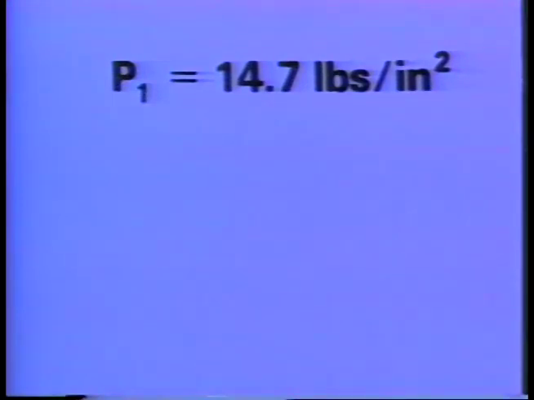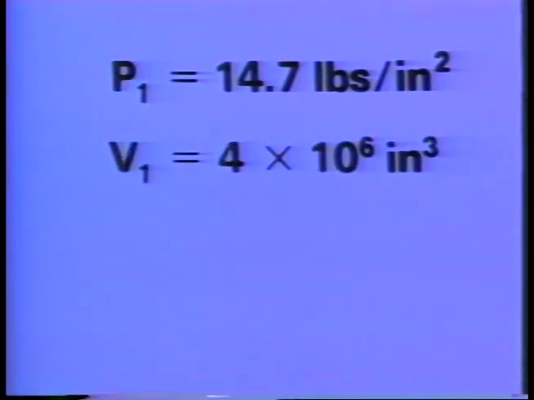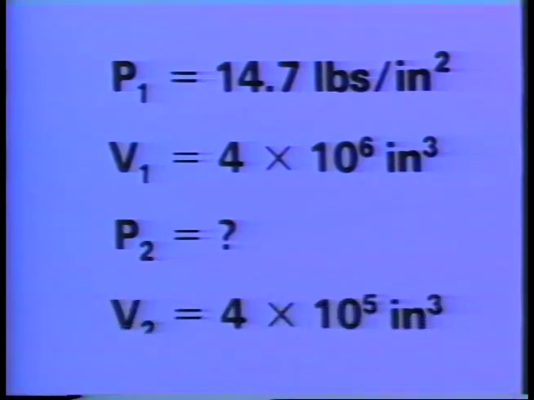P1, the initial pressure in the tank, is 14.7 pounds per square inch absolute, and V1, the initial gas volume in the tank, is 4 times 10 to the 6 cubic inches. P2 is the unknown, the final pressure we're going to calculate. And V2, the final gas volume, is 4 times 10 to the 5th cubic inches. We can now put these figures into the equation. P1 times V1 equals P2 times V2.